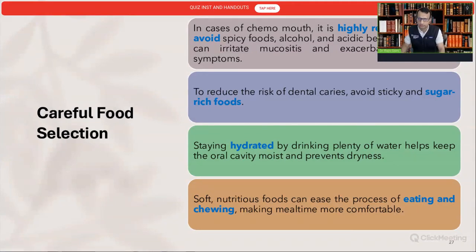Definitely, sugar is one of the leading causes of dental caries if it is taken in a large amount and also in a frequent amount. So, frequency matters a lot. Staying hydrated, nothing is better than water. Keeping the hydration level high by drinking and sipping water as much as possible will definitely help cancer patients in maintaining that moist level. And eating soft, nutritious food is definitely going to help oral health as well as systemic health in general.